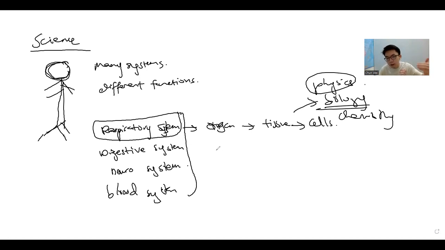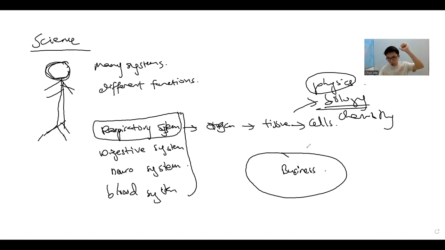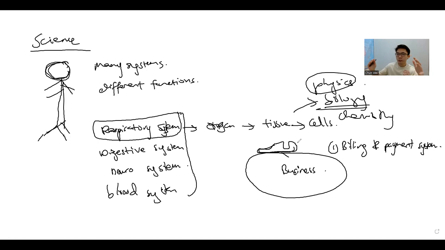So same thing, there are systems in your business. And there are many systems. Contoh, I can give you some example. Okay, contoh, let me think. Billing and payment system. Why do you need a billing and payment system? Okay, contoh, now we are in a kasut business. So in a shoe business, we need a billing and payment system. Why do we need a billing and payment system?